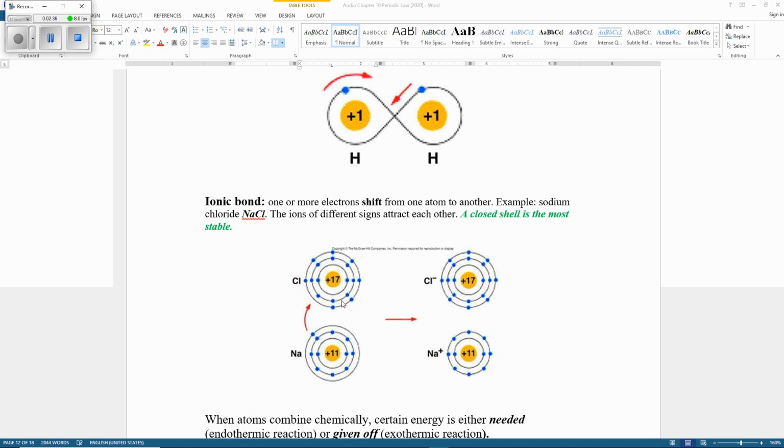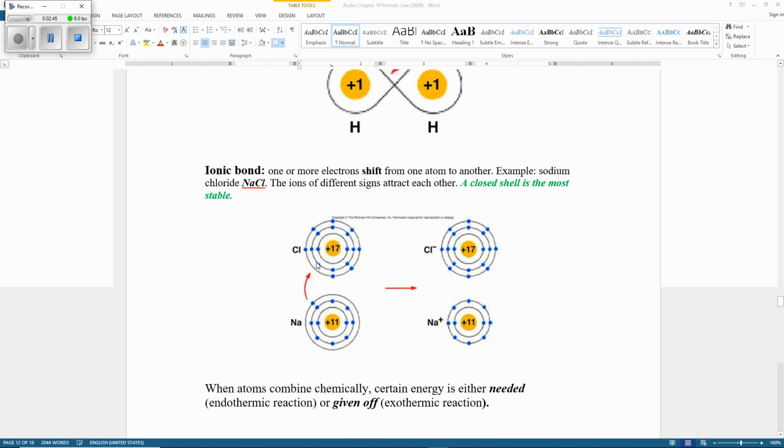Example, see the table salt. This is chlorine and sodium. Chlorine has 17 electrons: the first shell has 2, the second has 8, and the third one has 7 electrons. We call these halogens very active because they just need one more to close. And sodium has 11. The first two shells are closed, and the third energy shell only has 1. So this alkali metal wants to lose 1 electron.